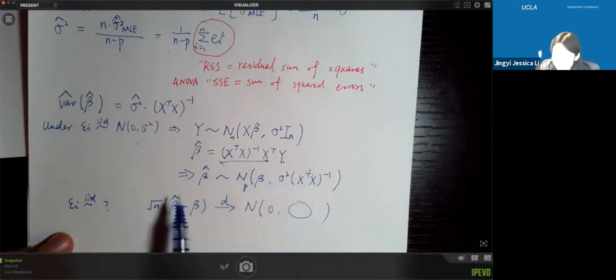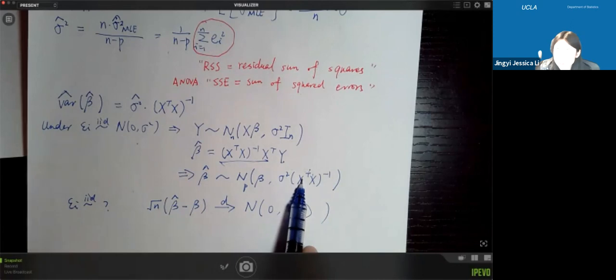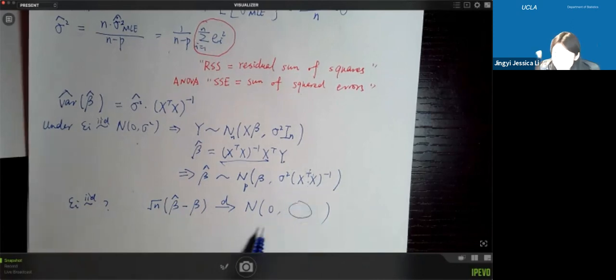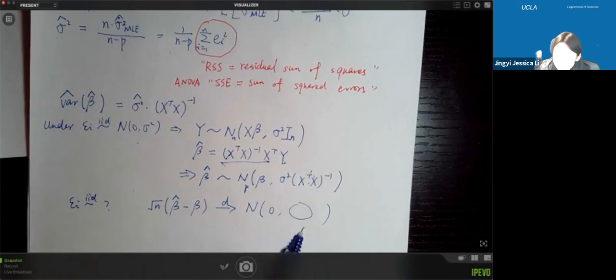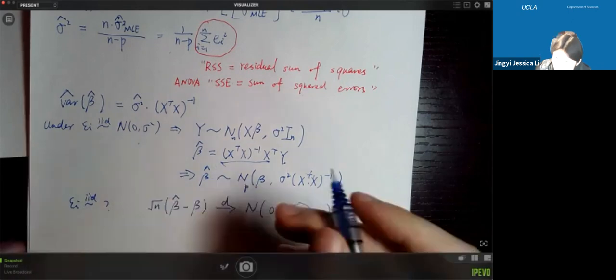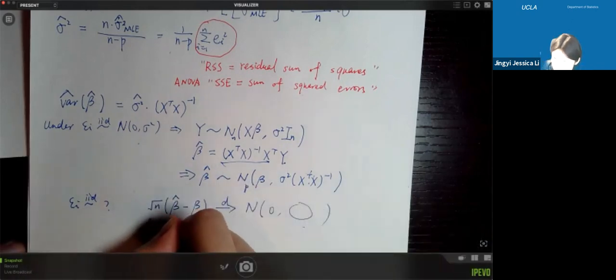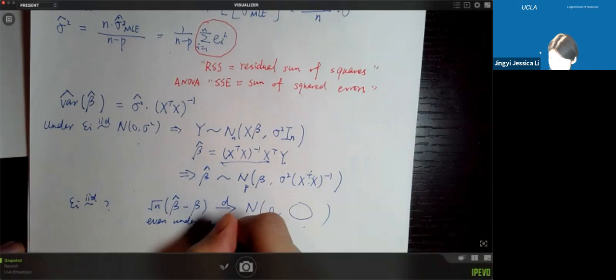But after doing that, this term will be standardized. So you will not include n, the sample size, in this. So I'm not going to write it down. But basically, you can still do this. And even under random design, you can still have the asymptotic normality.